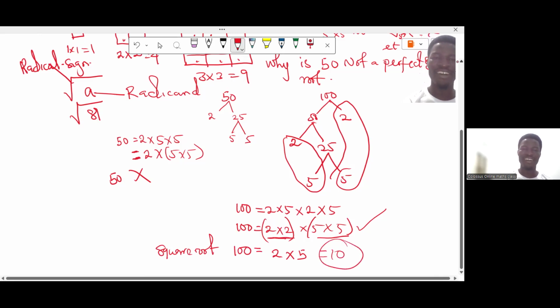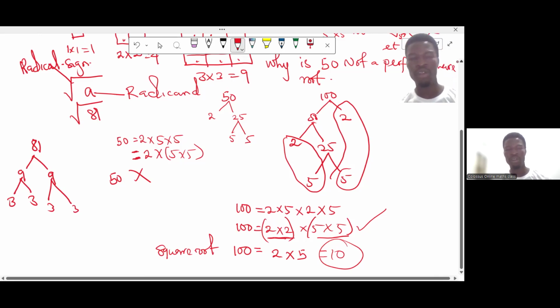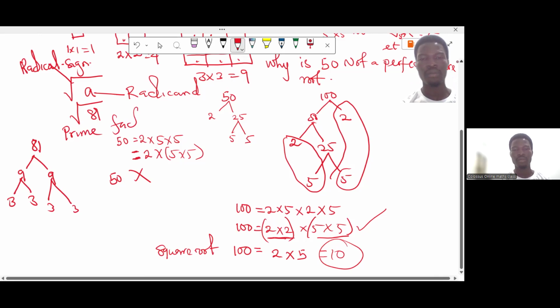Okay, let's try one more. I'm sure that you are enjoying the flow now, okay? Look at 81. 81 is 9 multiplied by 9. 9 is 3 multiplied by 3. Don't forget, we are using the prime factorization method.